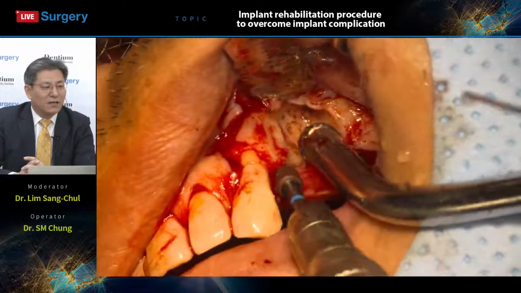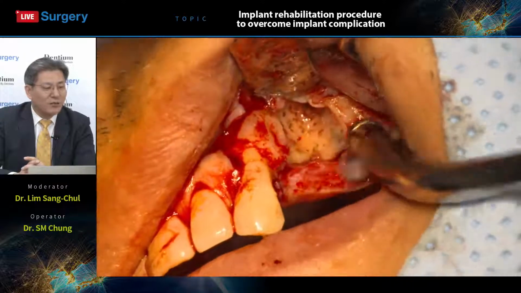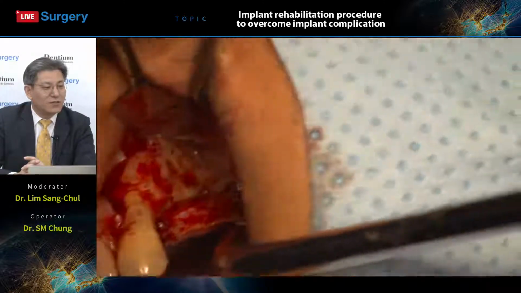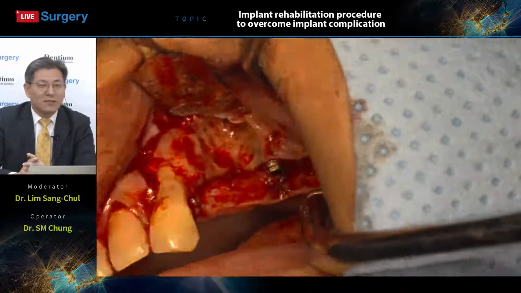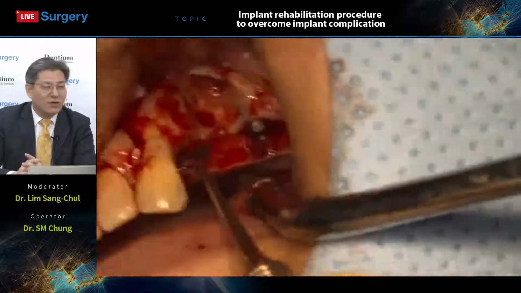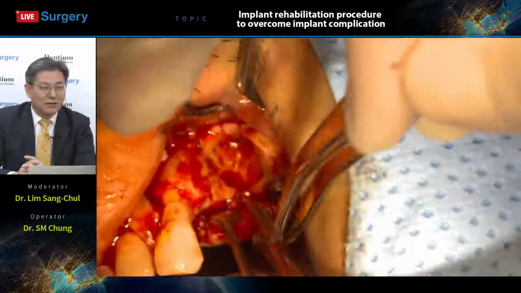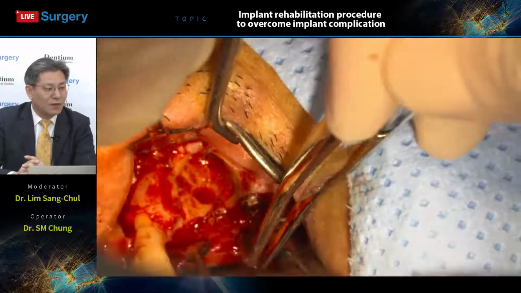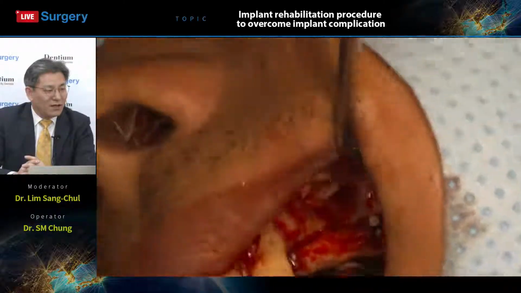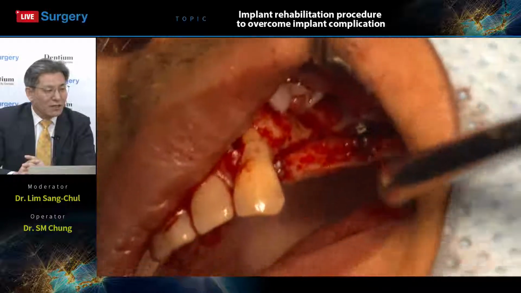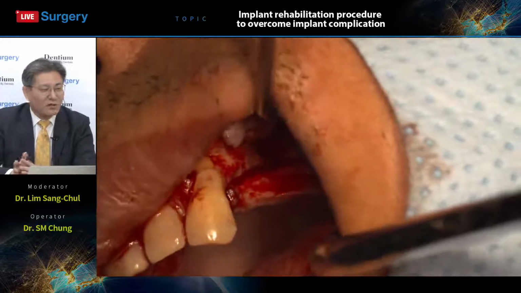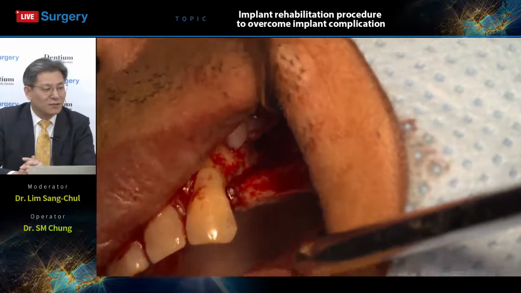Okay, start again. Use this black one, the big round bar, diamond round bar. Actually, this one is, as you know, the sinus drill for removing the lateral wall for the lateral approach. Okay, then he wants to try again. This number 24 area, slightly move to the palatal area, right?